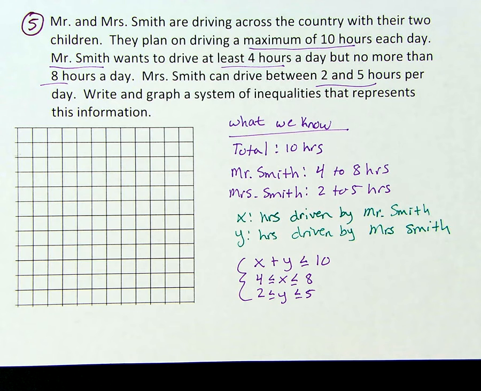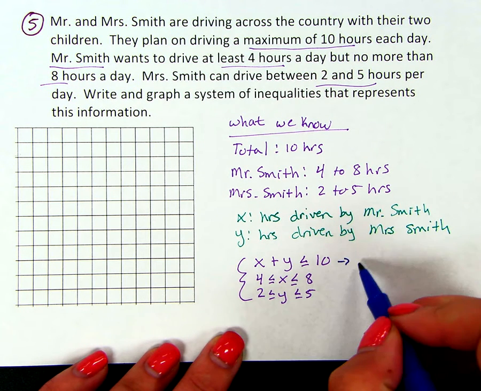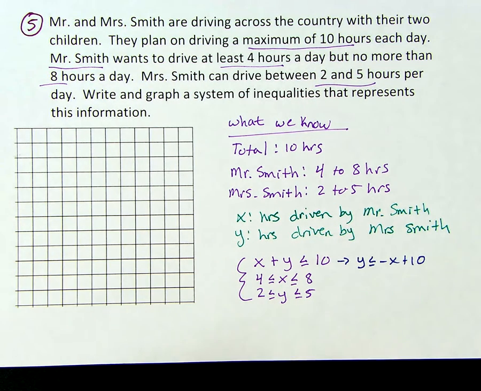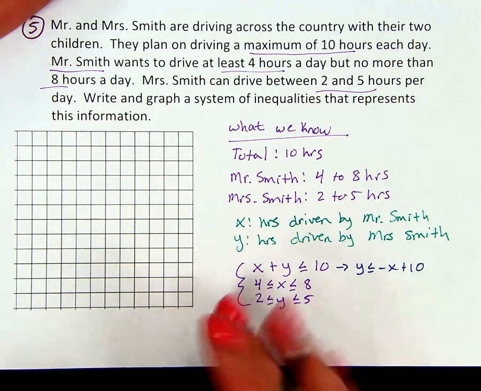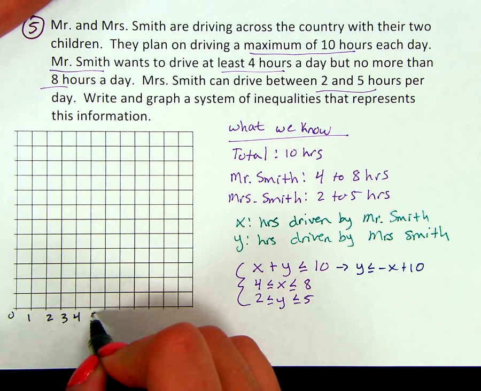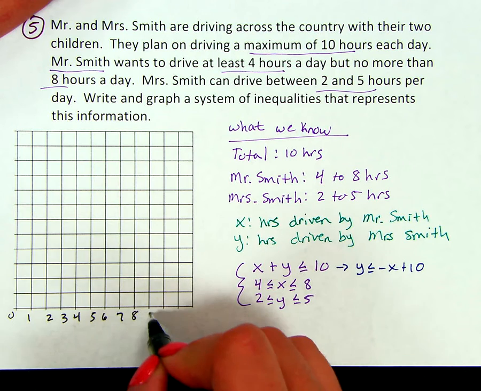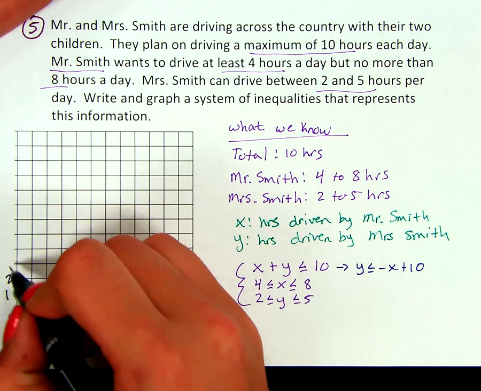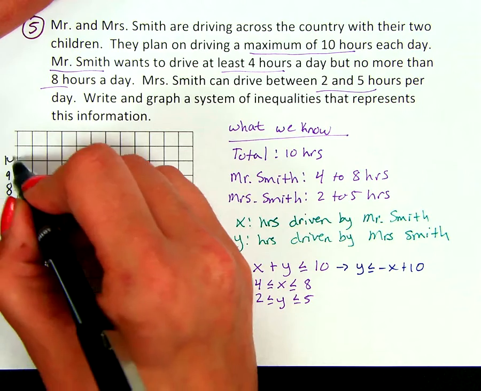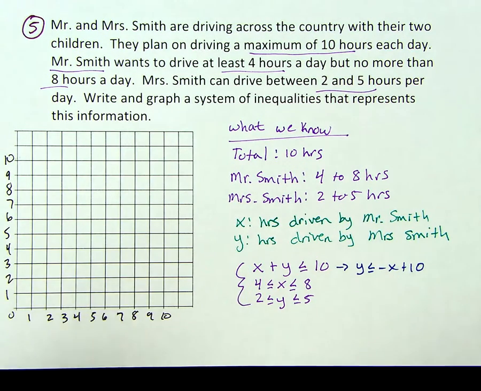So again, that first equation, we're going to have to start by solving for y. So we would subtract the x over. And when I'm looking at this for my graph, I'm just going to use a scale of 1. So I'm going to mark that real quick to remind myself. And then now that we have our axes labeled, we can start graphing.